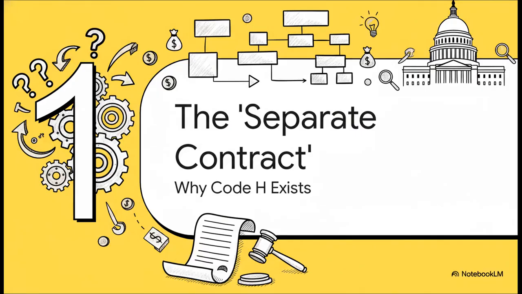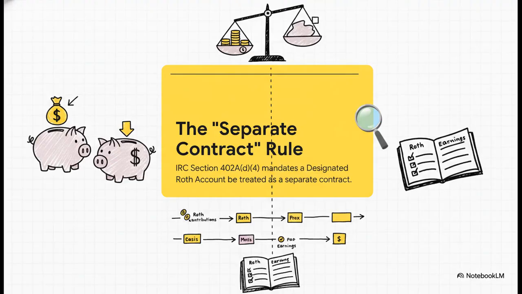First things first, to really get how to do this, you've absolutely got to understand why we do it this way. The whole reason Code H even exists is because of a really fundamental legal idea in the Internal Revenue Code. And that idea is called the separate contract rule. You can find it in IRC Section 402A(d)(4).